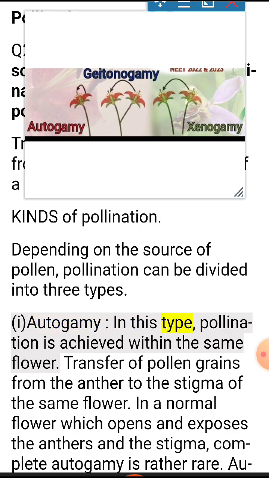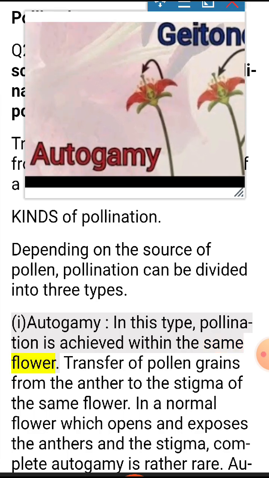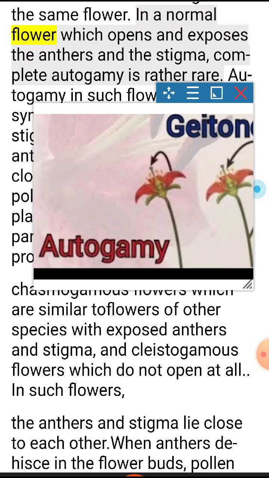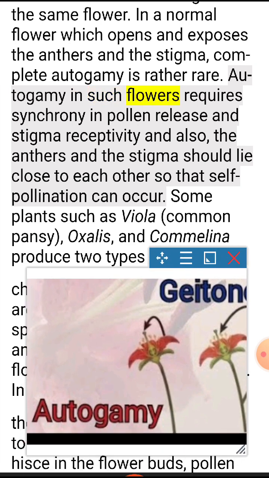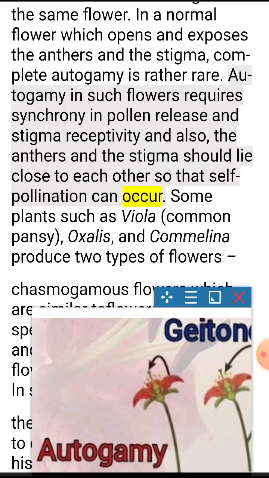Autogamy. In this type, pollination is achieved within the same flower. Transfer of pollen grains from the anther to the stigma of the same flower. In a normal flower which opens and exposes the anthers and the stigma, complete autogamy is rather rare. Autogamy in such flowers requires synchrony in pollen release and stigma receptivity, and also, the anthers and the stigma should lie close to each other so that self-pollination can occur.